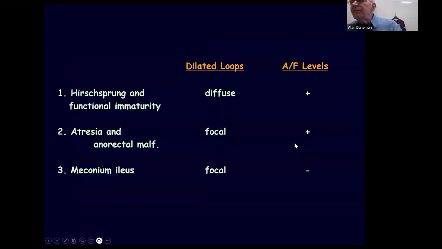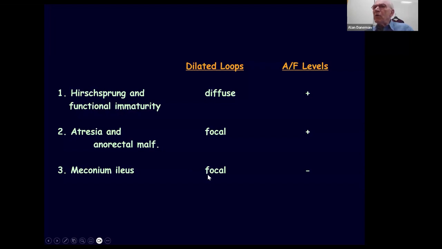These findings, I've said, are more non-specific than in the high obstructions, but there are some ways you can use them to help you. I find that the babies that have diffuse distension with air fluid levels either have Hirschsprung's disease or functional immaturity of the large bowel. The ones that have a focal loop that's much bigger than the others with an air fluid level are usually the atresias and the anorectal malformations.